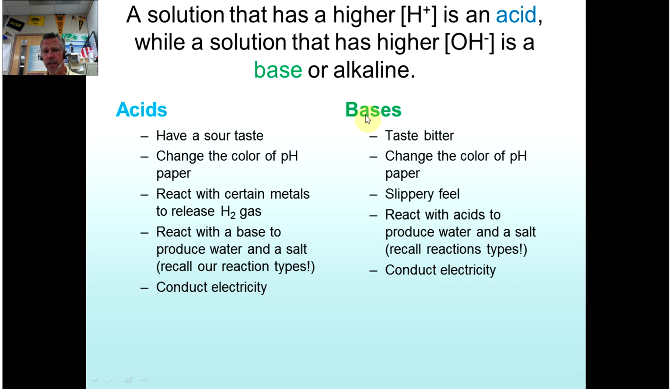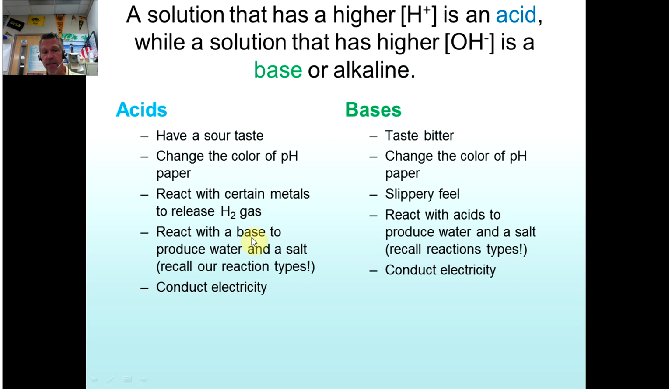There are some characteristics of acids and bases that you need to be familiar with, and they are listed here. Acids have a sour taste, but please don't taste things in the chemistry lab. Acids will change the color of a pH indicator paper, and we're going to get to pH in a minute. Acids will react with certain kinds of metals to release hydrogen gas, for example, with magnesium metal. We saw that in our reactions lab.